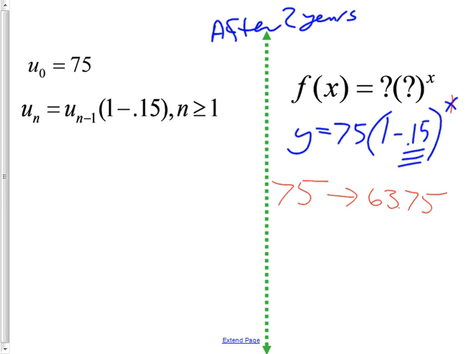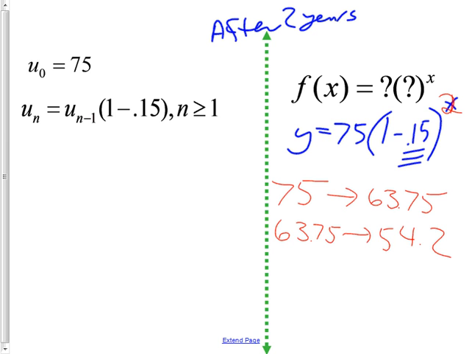So the end of the second year, let's put in a 2 and see what happens. We'd have 75 at the beginning times 1 minus 0.15 to the power of 2, which is 54.2. And where should I put that? Well, this is kind of like the beginning number again. I began that year with 63.75 and it ended that year with 54.2.